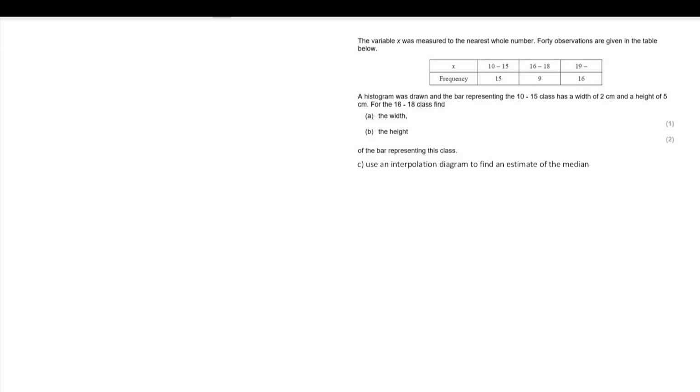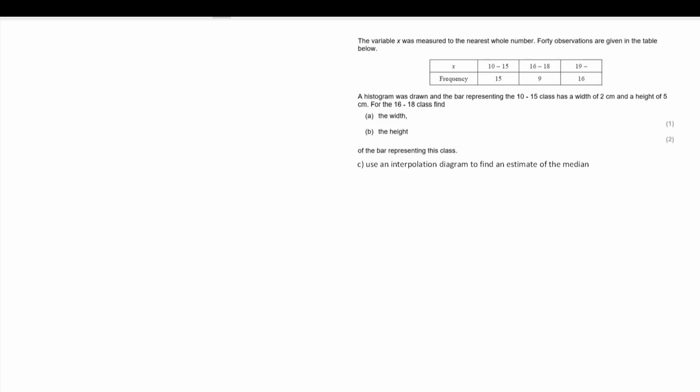As soon as we see any grouped interval table, the first thing we should be thinking about is whether or not there are gaps in between one interval and the next interval. Do we need to apply bounds? And in this case, yes, there's a big gap between 15 and 16 and then between 18 and 19. We need to use bounds.